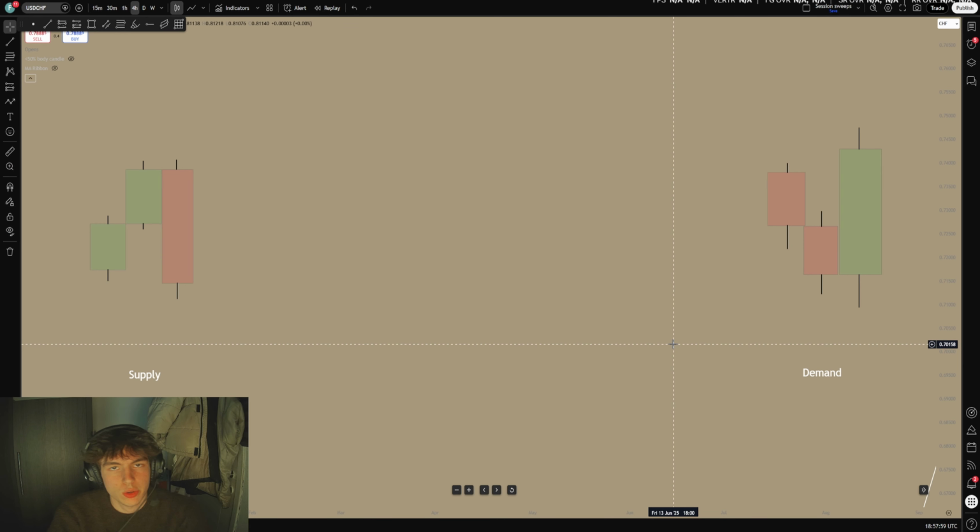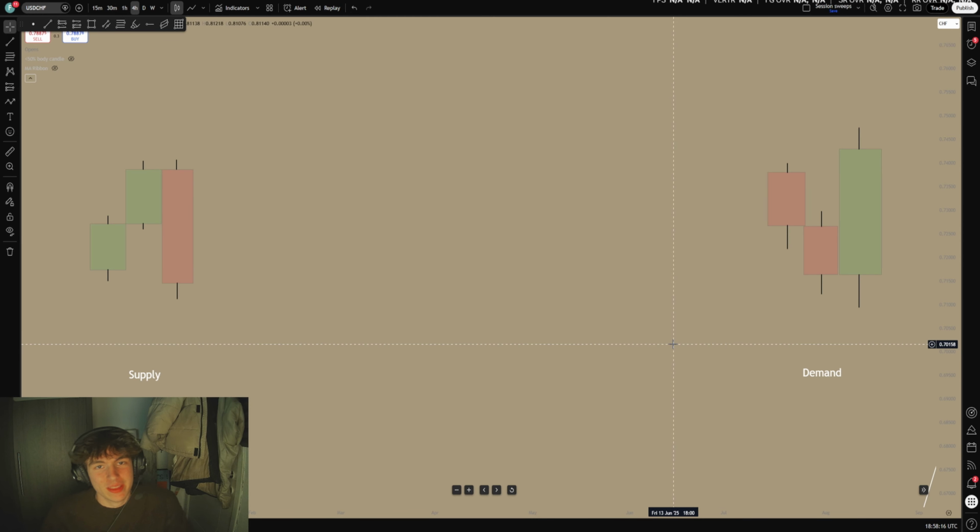Okay, so let's get started with supply. What is supply? A supply zone is basically an area of interest where a lot of people wanted to sell. A demand zone is the complete opposite. The demand zone is where a lot of people were interested in buying. This is where the big buys started to happen.